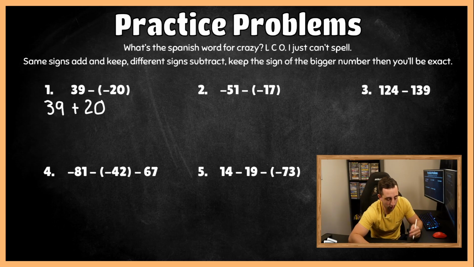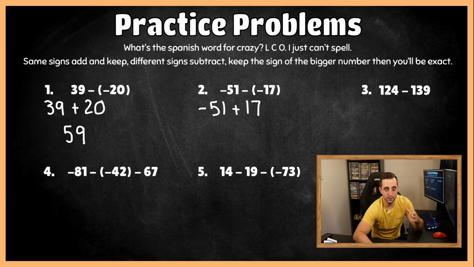Now we're going to use our addition rule: same signs add and keep, different signs subtract, keep the sign of the bigger number, then you'll be exact. Well, this one is just a same signs problem. It's just basic addition that you've been doing for years now. So 39 plus 20 is going to give us 59, and we keep it positive because our first 2 numbers were positive. Now for number 2, leave negative 51, change to addition, negative 17 turns to a positive 17.